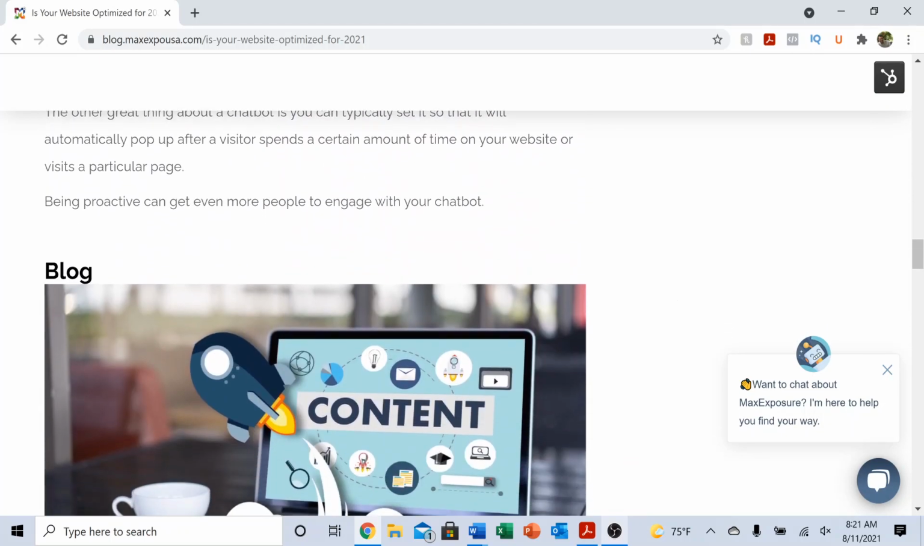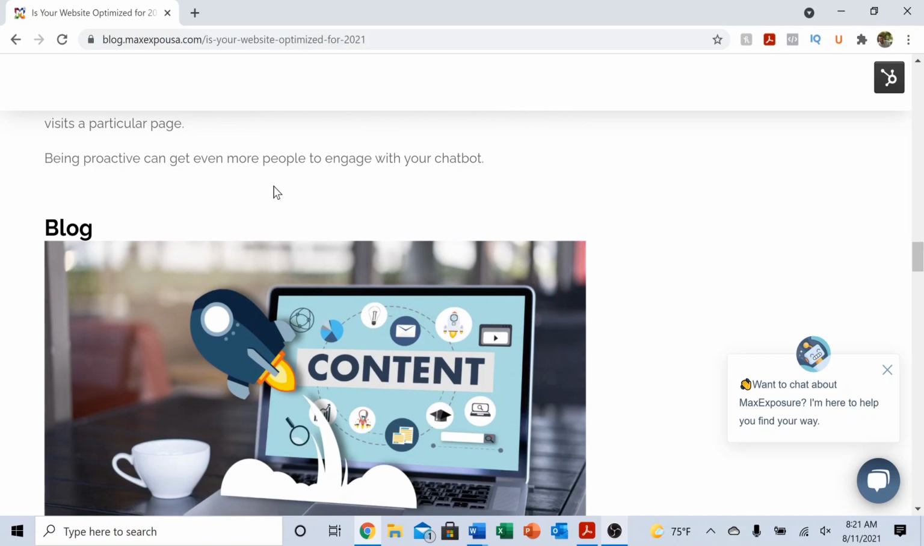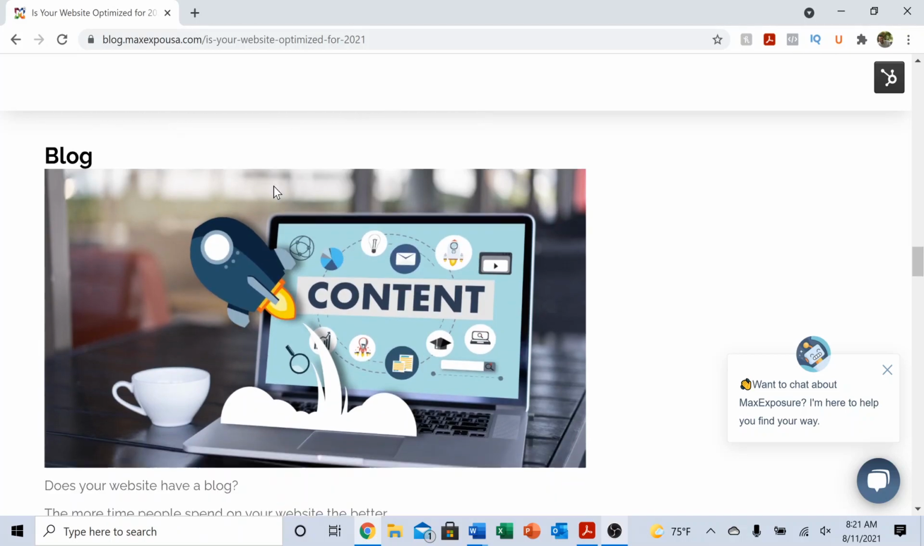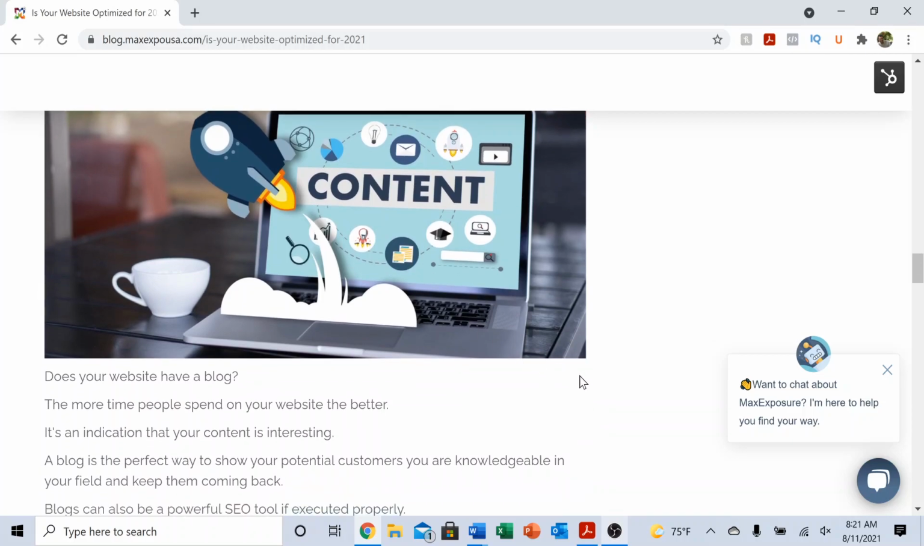So the next thing you want to take a look at is to have a blog on your website. A blog is really important, and almost every industry nowadays has a blog. It's important because it's just another way to keep people engaged with your website. That's really what you want. You want people to be engaged with your website, to spend as much time as possible on your website. The longer they last on your website, the more likely it is that they will end up becoming a customer.